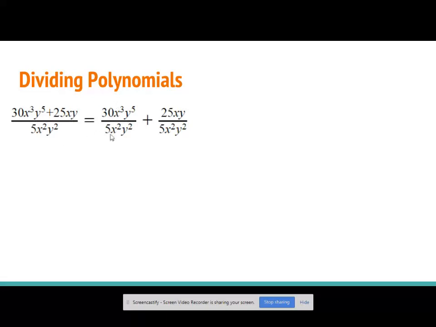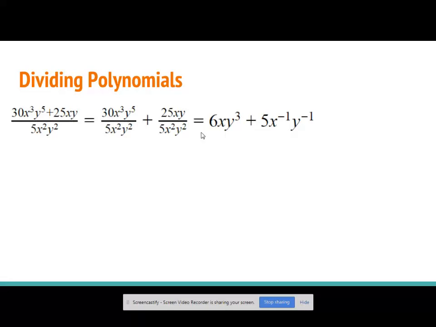So if I look at this first one, on the left here, I've got 30 divided by 5 is 6, x cubed divided by x squared is x, y to the 5th divided by y squared, 5 minus 2 is going to give me y to the 3rd. Looking over here, 25 divided by 5 is 5. Now this is a little different. If I use my exponent rules, this would be like an exponent of 1 minus 2. So I'd have x to the negative 1, and an exponent of 1 on the y minus 2, and have a y to the negative 1.